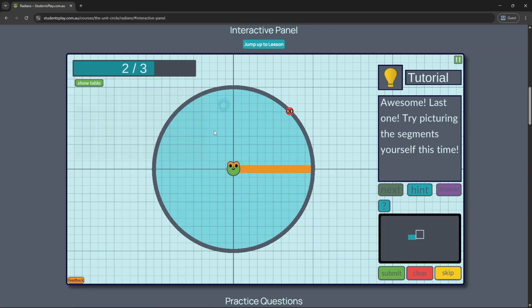So we have 4 segments for each pi. That means pi is split into 4 pieces. And then if we're going to work our way around, we go like that, like that. So 1, 2, 3, 4, and then 5, 6, and then 7 would get us to here. So 7 pi on 4, but it has to be negative. So negative 7 pi on 4. Okay. That was a tricky one.